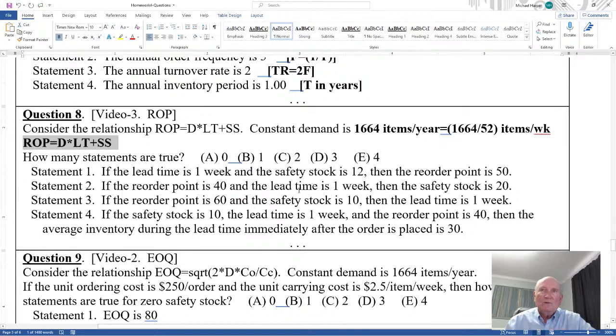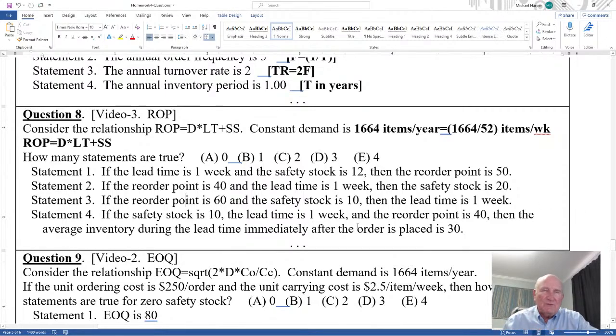Well, notice each time it's 1 week. So 1 times this will be the same for each one of these statements, statements 1, 2, 3, and 4. So it's going to be 1 times that number there, whatever it is. Then the question is, so this has a safety stock of 12, this a safety stock of 20, this has a safety stock of 10, this has a safety stock of 10. So the question is, if you add that to this number, does that equal the ROP they give you? And so it's just going down and seeing which one of those are true.